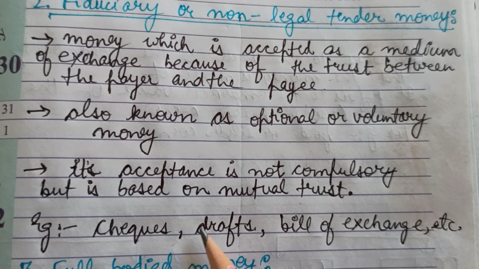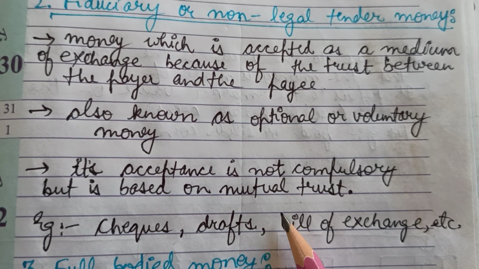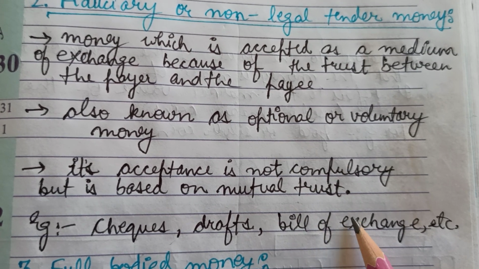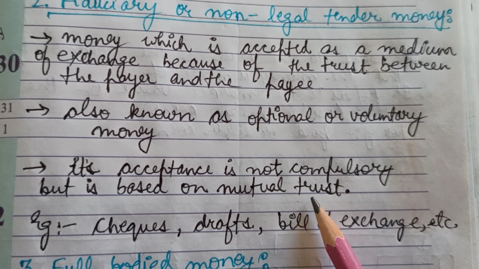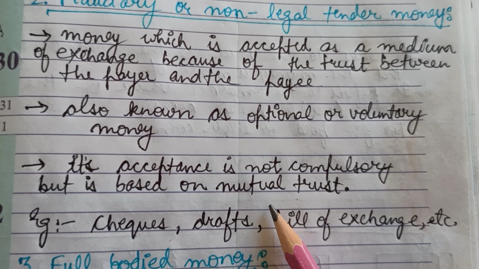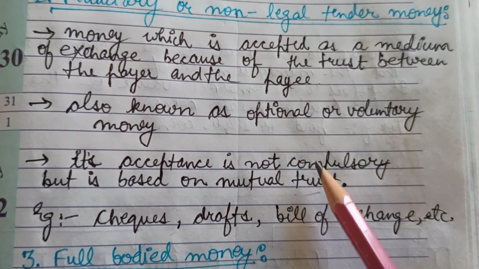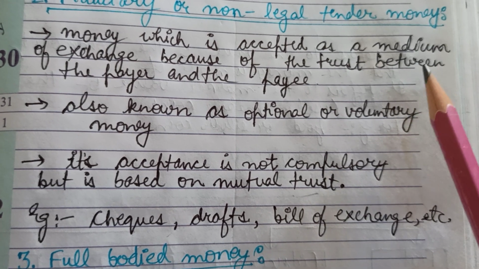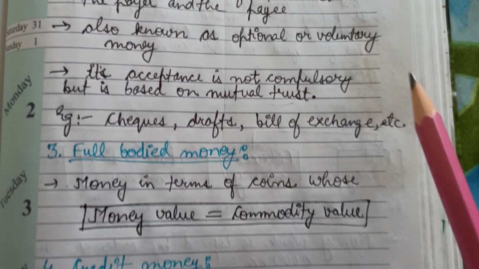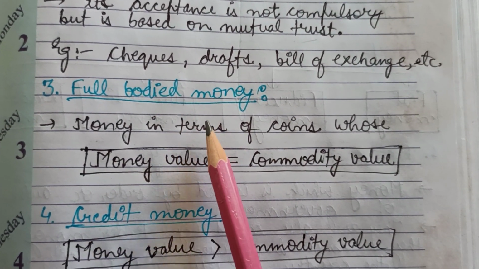Therefore, these forms of money, or the non-legal tender money, are used only on the basis of mutual trust between the two individuals who are making the transaction. So this was the fiduciary, or the non-legal tender money. Now the next one is the full bodied money.